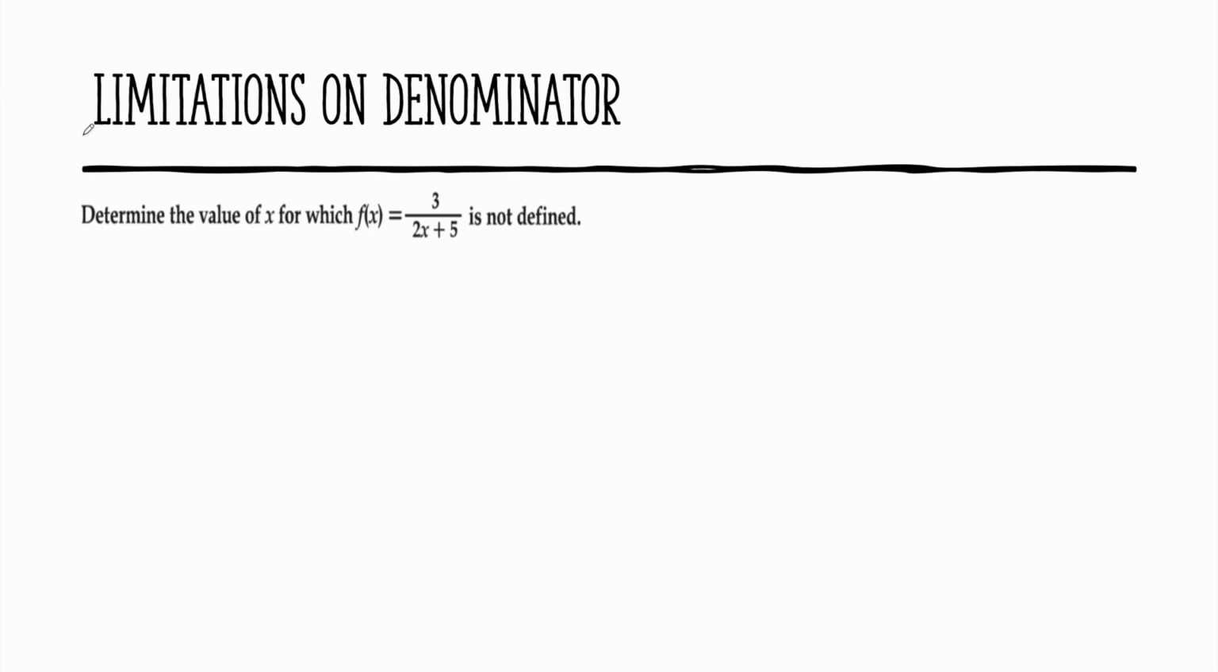Here we are looking at the limitation on the denominator. So the focus is our denominator, and we want to know when is it going to give us 0? When is this going to make our graph undefined? Okay, so we will take 2x plus 5 is equal to 0. When is this equal to 0?